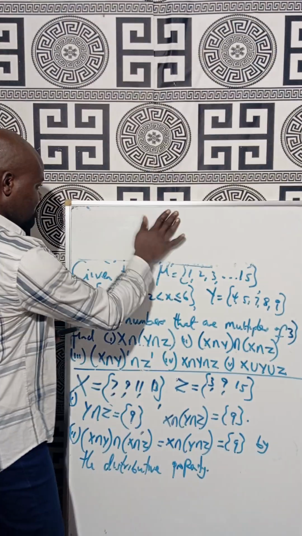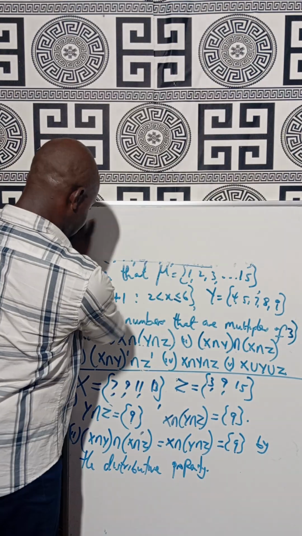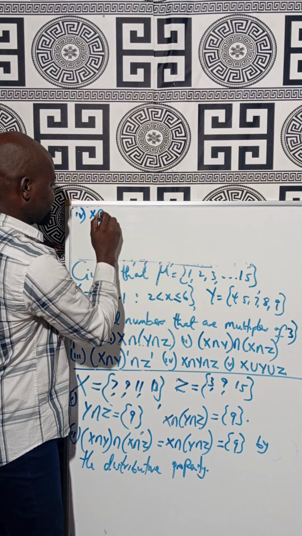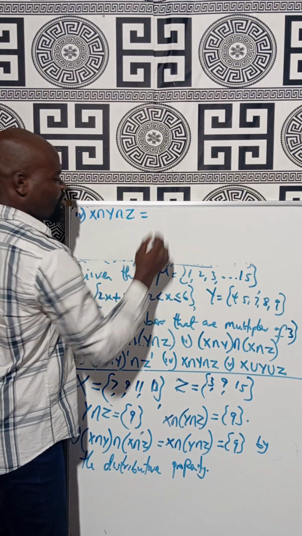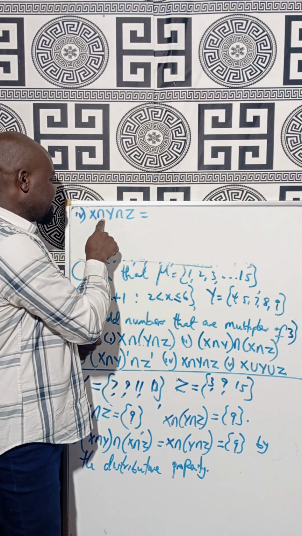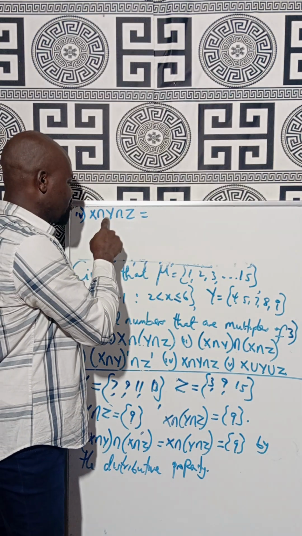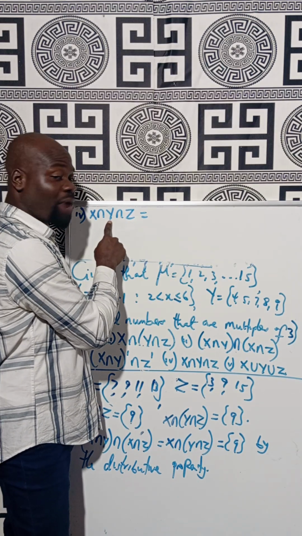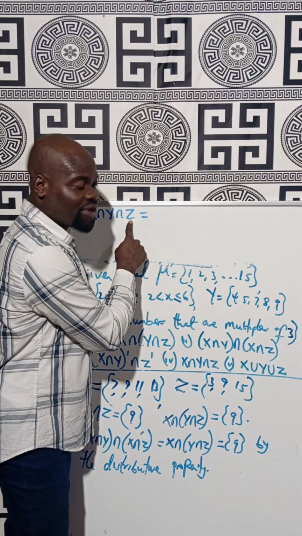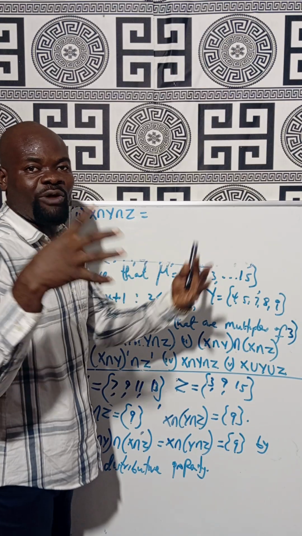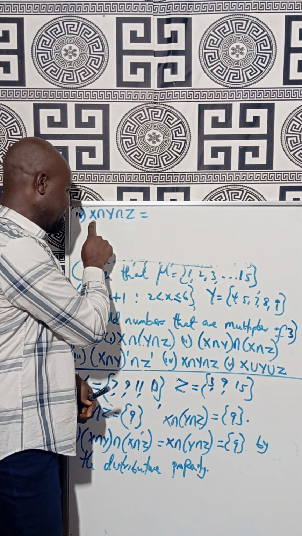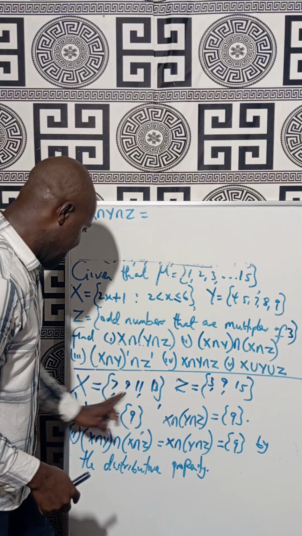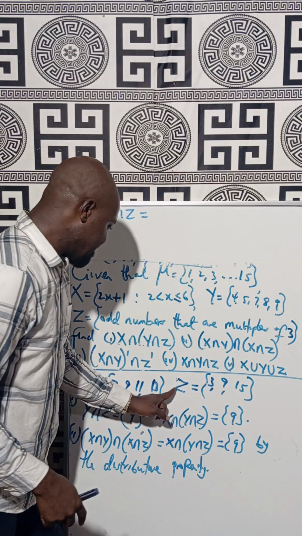So let's look at number 4. X intersection Y intersection Z. What does that mean? Where does X intersect Y intersect Z? Check your X, the first one, check your Y, the second one, check your Z, the third one. What's the common number that can be found in X, found in Y, and found in Z? All the 3. Let's check. X is there, Y is there, and Z is there, all the 3.